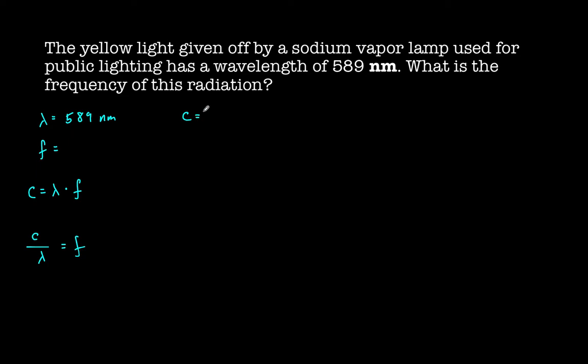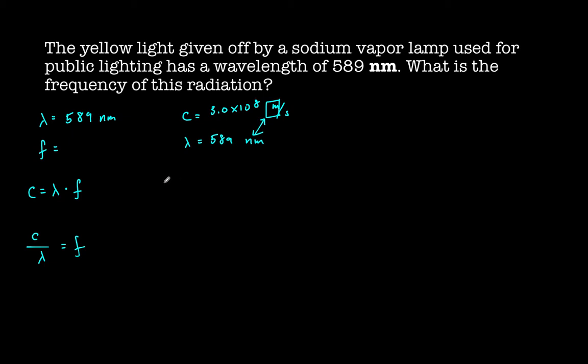C again represents the velocity, the speed of light, and it's always the same exact thing: 3.0 times 10 to the 8th meters per second. And my wavelength, I have 589 nanometers. Now, you should notice these two units, the meters up here and the nanometers down at the bottom, do not match, meaning I have to convert.